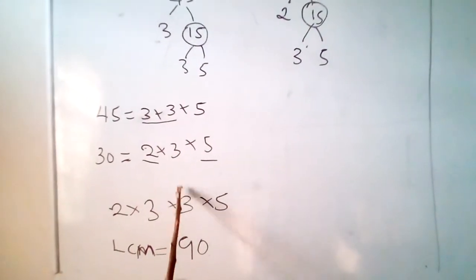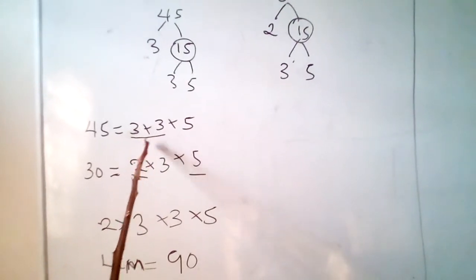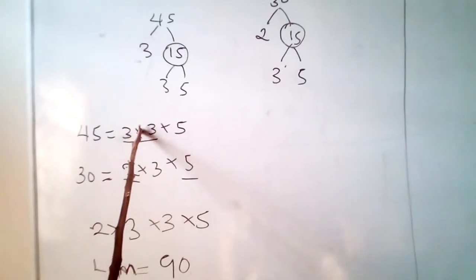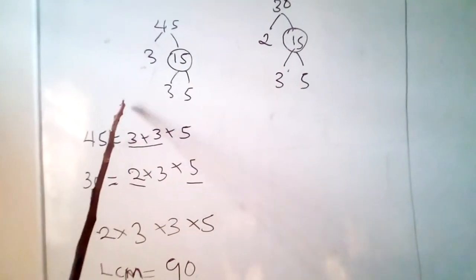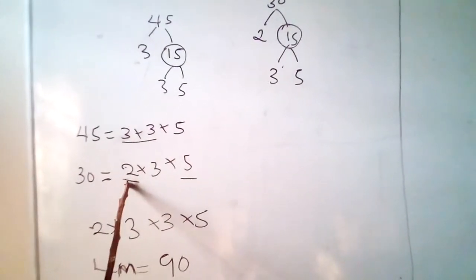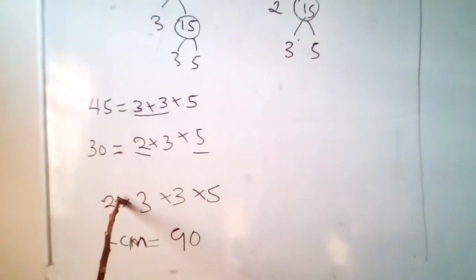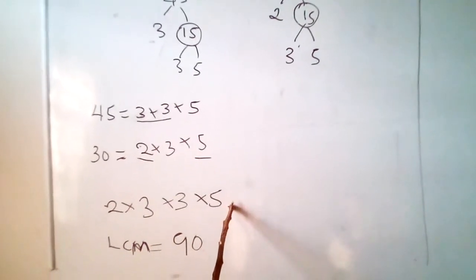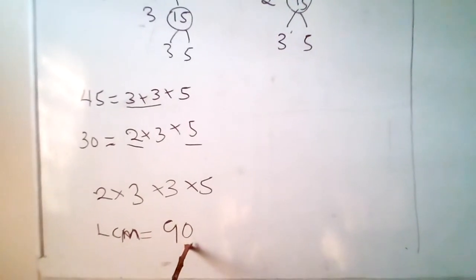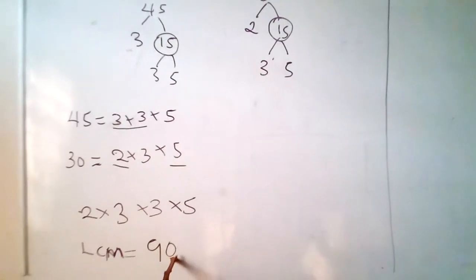Okay, now you take the common ones out. The 3 occurred here how many times? Twice. And then it occurred here how many times? Once. So you take the highest one. And 2 occurred here once, and we do not have 2 here, so the highest is this one. 5 occurred here and 5 occurred here, so we will take 1. That's why we have 2 times 3 times 3 times 5. That will give you what? 90. So therefore the LCM of 30 and 45 is 90.